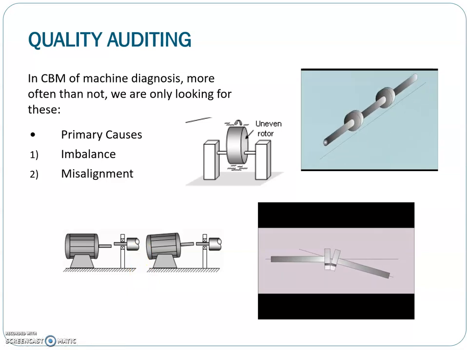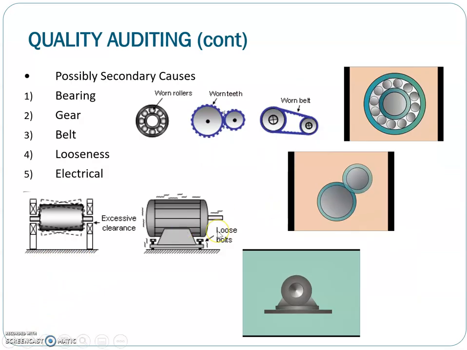In CBM, many times we only look for those primary machinery faults, which are imbalance and misalignment. These two faults basically take up to 70% of the overall machinery faults. Sometimes, the faults will be associated with other possible secondary causes like faults at bearings, gears, belts, electrical motors, or even the machine's mechanical looseness.